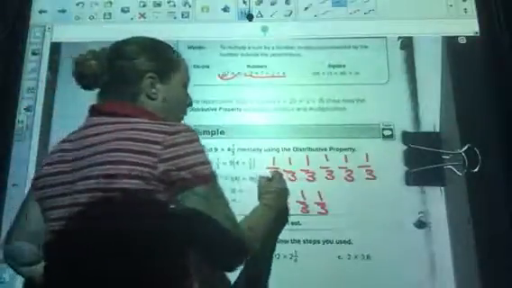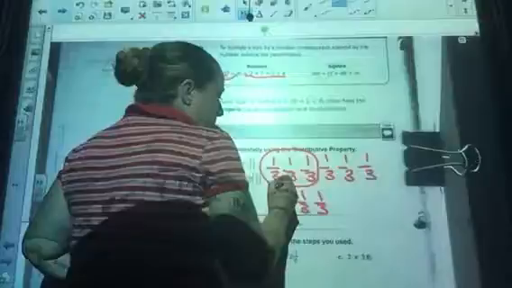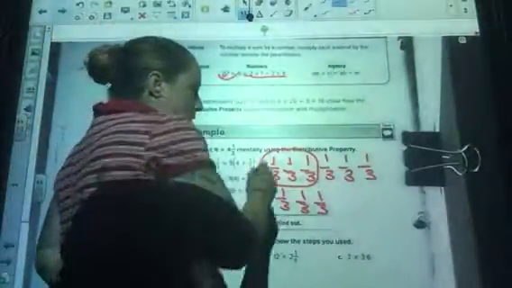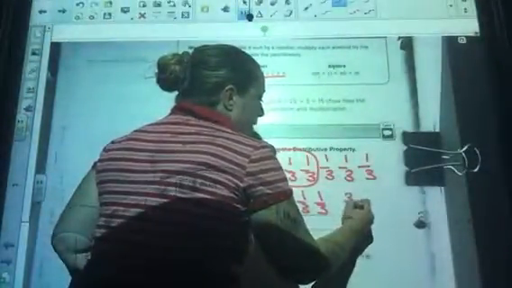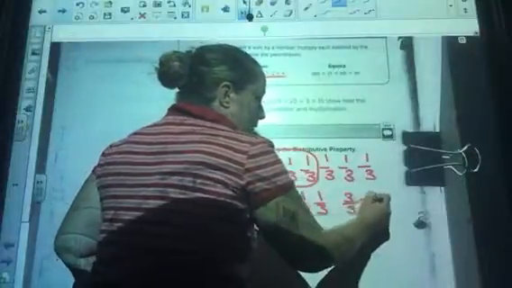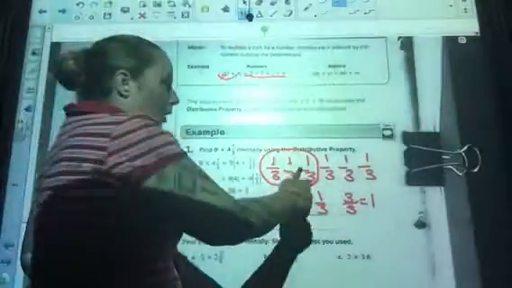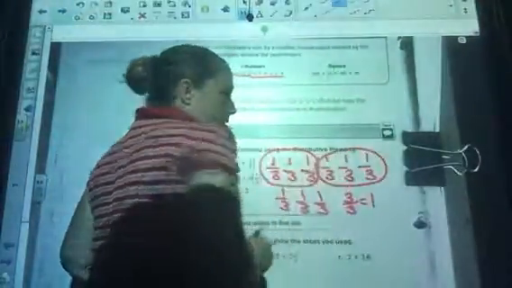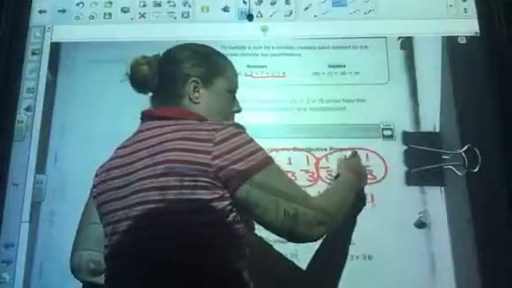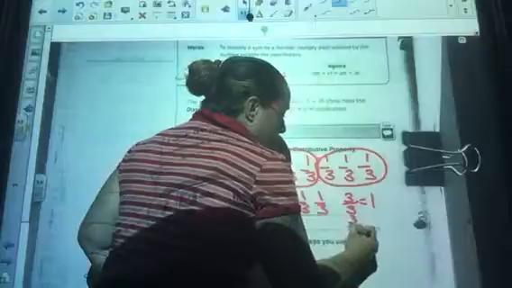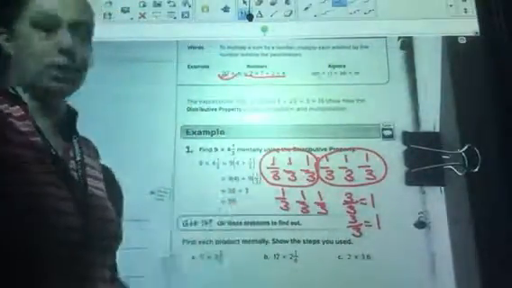So if you think about it, if we took these 3 right here and we added 1 plus 1 plus 1, what is that? 3, right? And you keep your denominator the same. So this is the same as 3/3, which is the same as 1. Any number over itself is always 1. Now you've got another set of 3/3. 3/3 plus 3/3 plus 3/3, 1 plus 1 plus 1 is, again, 3/3. Again, it equals 1.